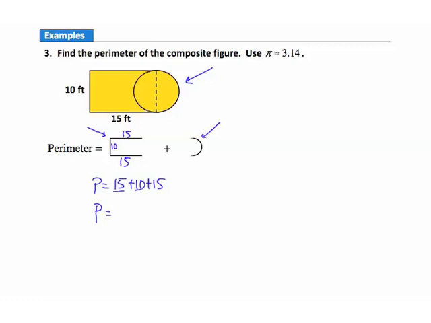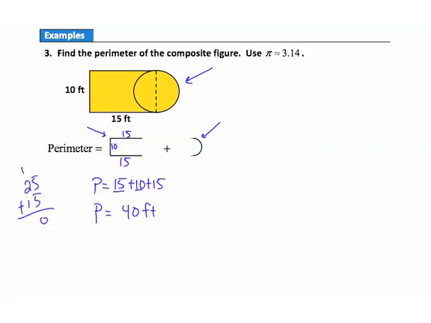And then if I take 25 plus 15, let's come over on some scratch work. 25 plus 15. 5 plus 5 is 10. Carry the 1. 1 plus 2 is 3. Plus 1 more is 4. So we get 40 feet around that part of the basketball key.